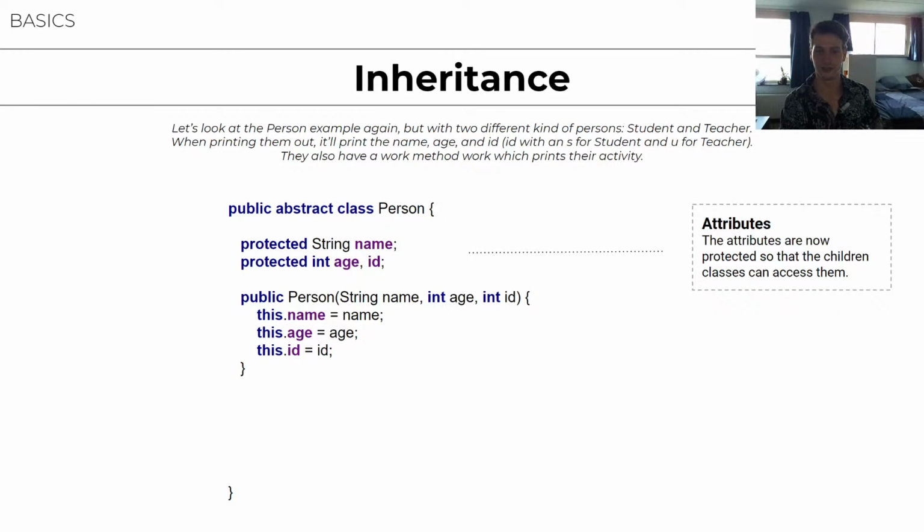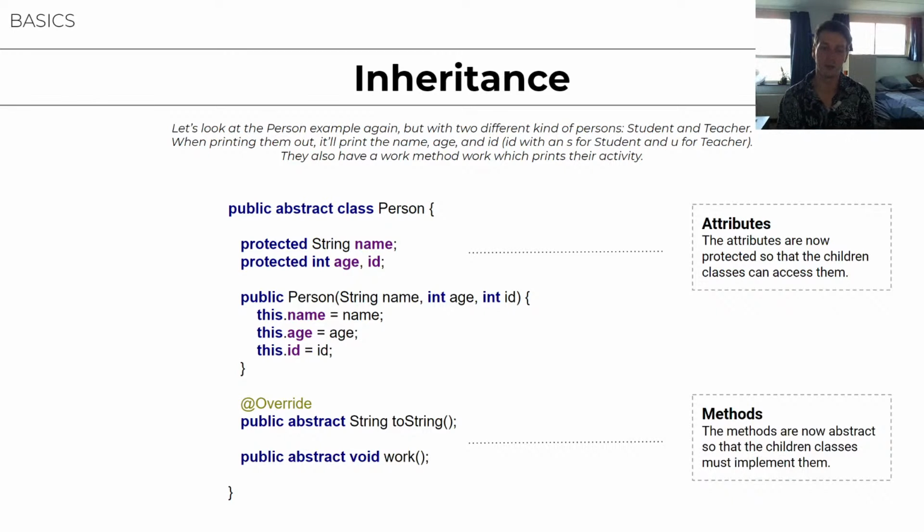We can set name, age, and ID through the constructor, just as we did before. But let's say that we want to have a method toString and a method work in the children classes. We can make those abstract, and now we have to implement them in all the classes that extend person.